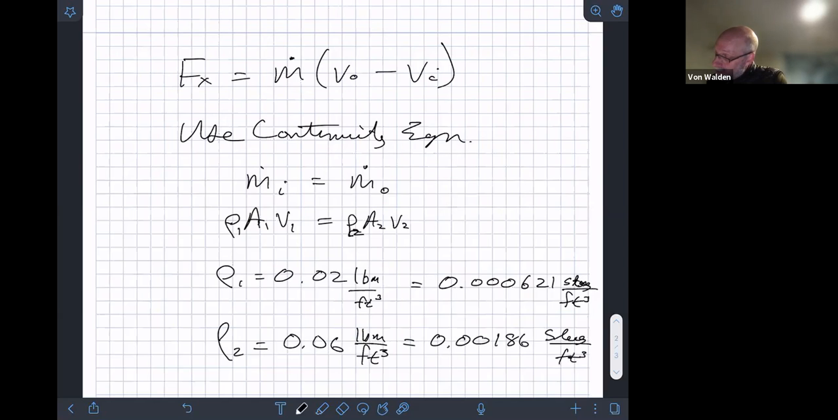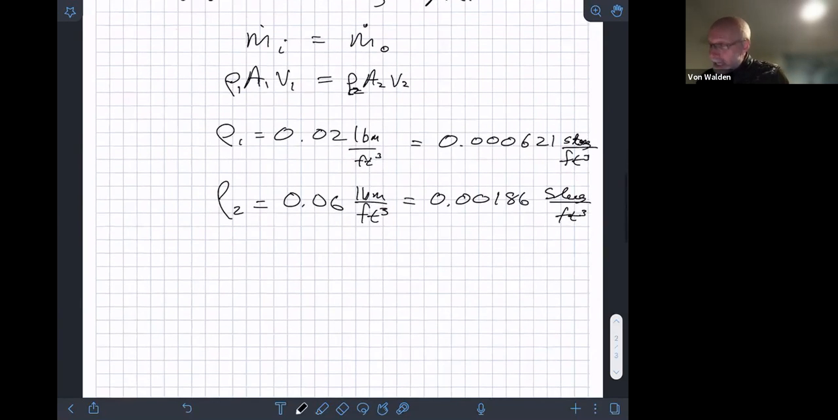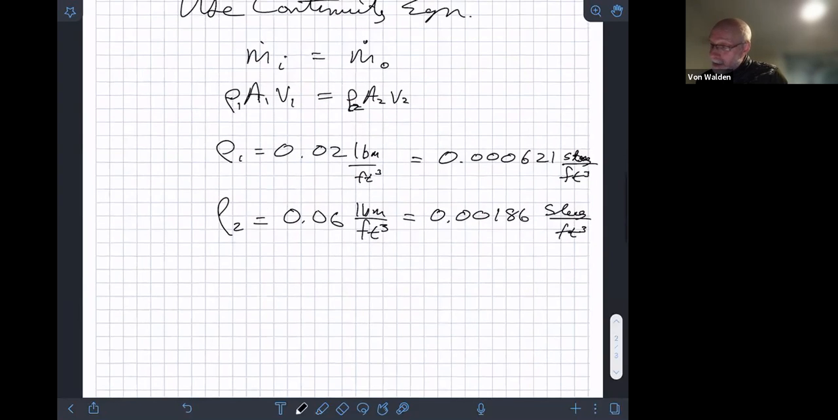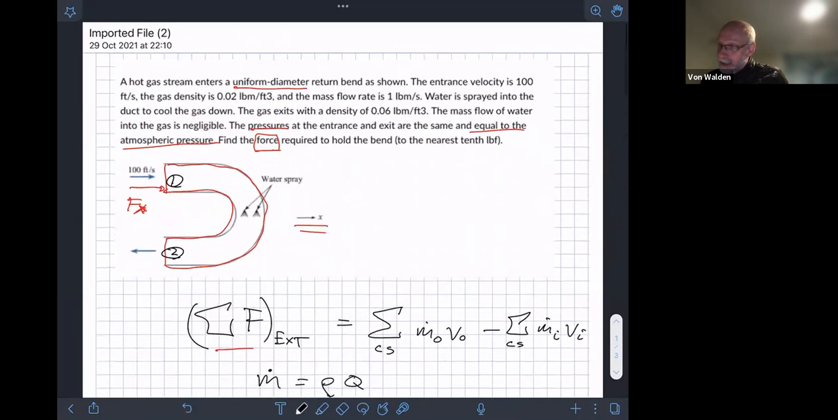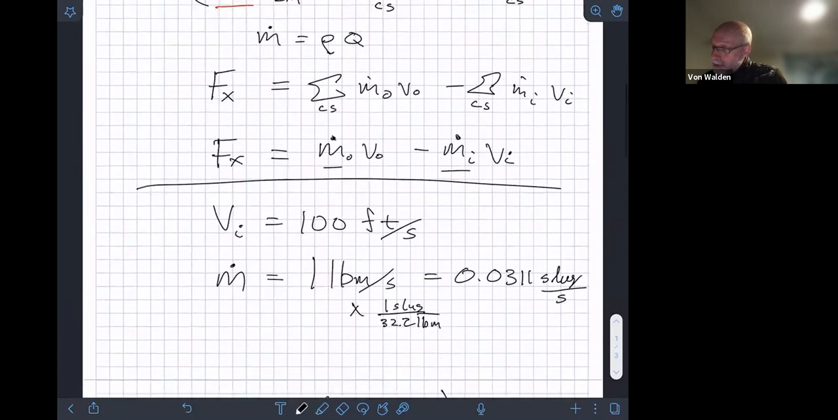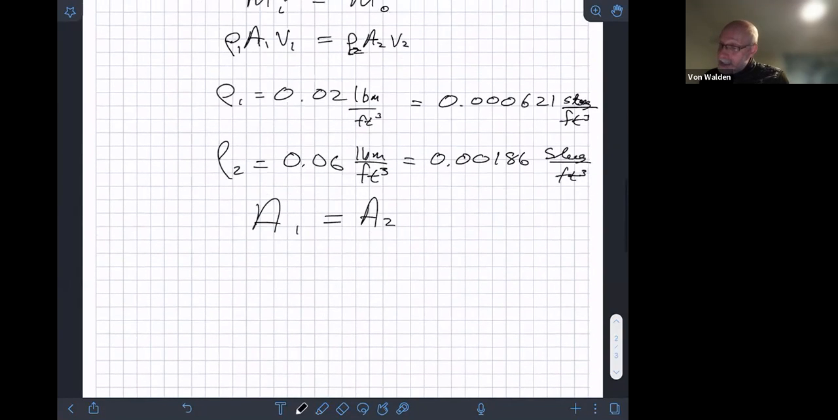slug per cubic feet. So now we've got everything we need, and we haven't listed everything we need. One of the things we need is to note that A1 equals A2. So in our problem here, the diameter is uniform, a return bend. So the areas are equal, but the densities are changing. And this is what makes this problem new, is that we have used that water spray to cool the air down, and it's basically raised the density.